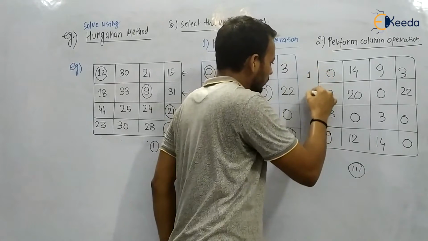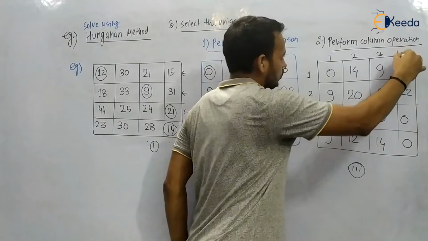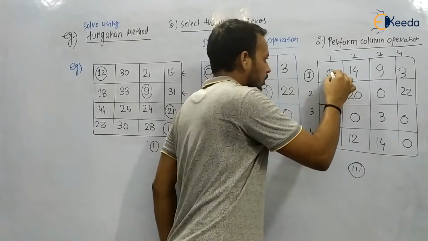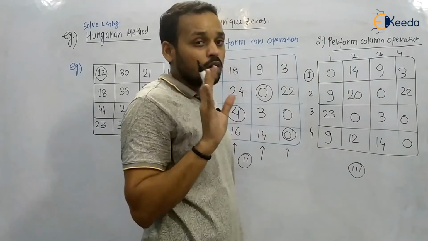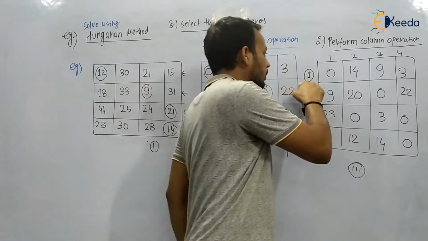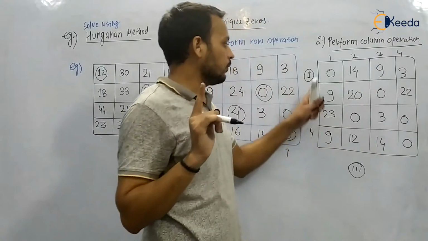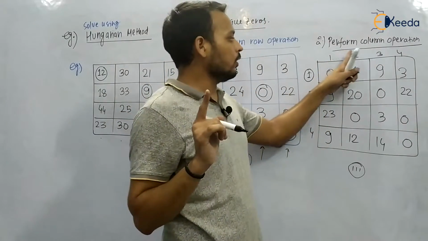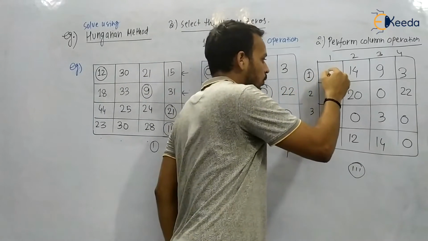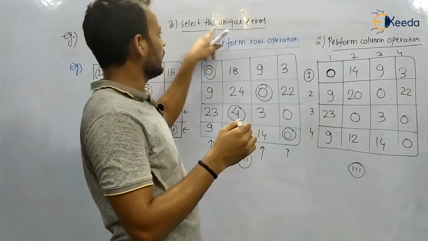Suppose this is factory 1, factory 2, factory 3, and factory 4. This is destination 1, 2, 3, and 4. Factory 1 is going to supply to only one demand point. It can supply to either 1, 2, 3, or 4, any one of them. So what you have to do is select the unique zero.